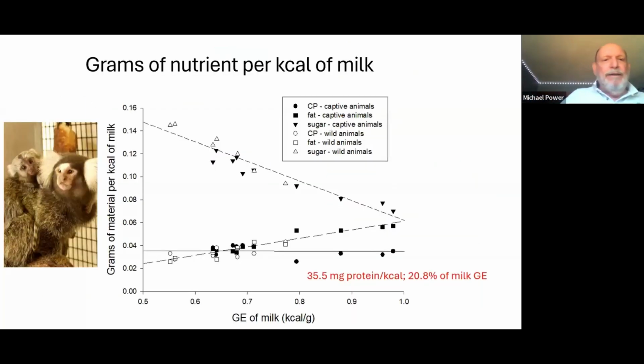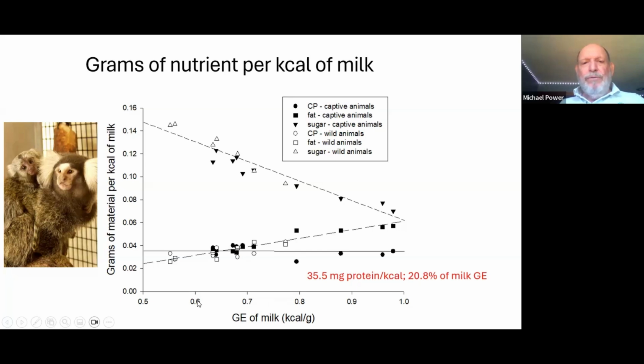The other example I had from the very beginning of my looking at milk was the common marmoset, one of my favorite species, but I've done an awful lot of work on in all sorts of different aspects. Here I have milk from both captive and wild animals. So I have both from animals in the wild and animals in a captive setting. You'll notice that this is the gross energy content of milk, so the kilocalories per gram.